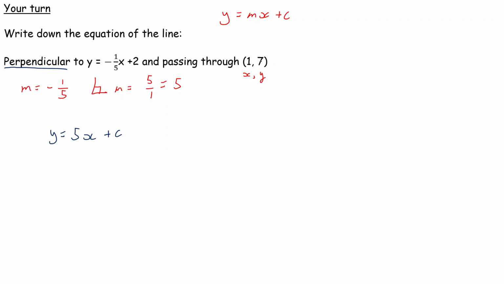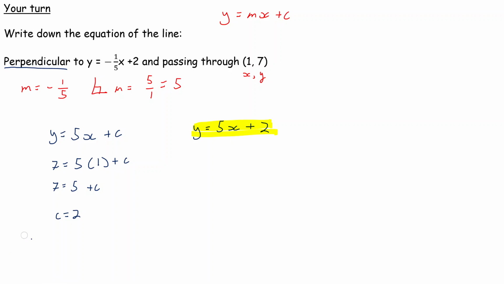Well, I know that y is equal to 7 and x is equal to 1. Let's substitute those values into the equation. So y is 7, that's equal to 5 times my x value, which is 1, plus c. So 7 is equal to 5 by 1, which is 5, plus c. 5 plus what is 7? 2. So c is equal to 2. So my line is going to be in the form y is equal to, my perpendicular gradient m is equal to 5, so 5x, and my c value is equal to 2, so plus 2. And that there is my answer. Okay, y is equal to 5x plus 2.